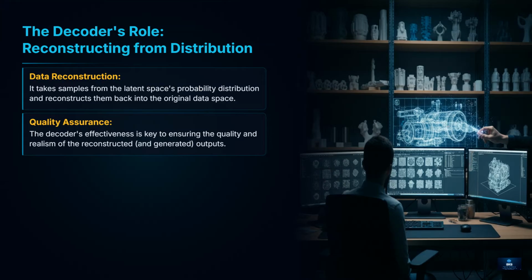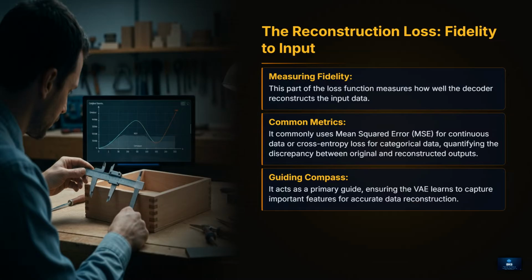Once we have our probabilistic representation in the latent space, the decoder steps in. Its job is to take samples from that distribution and turn them back into something resembling the original input data. The quality of this reconstruction tells us how well the VAE is learning and ultimately how good its generated outputs will be.